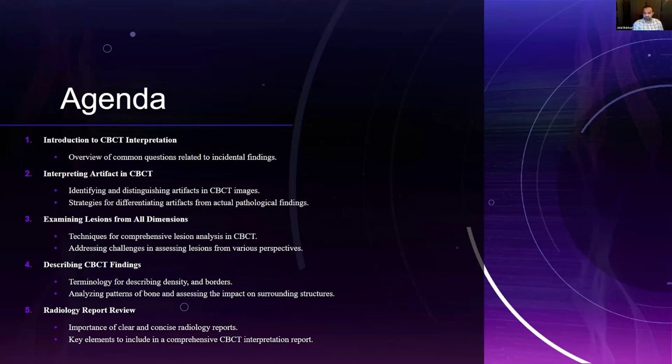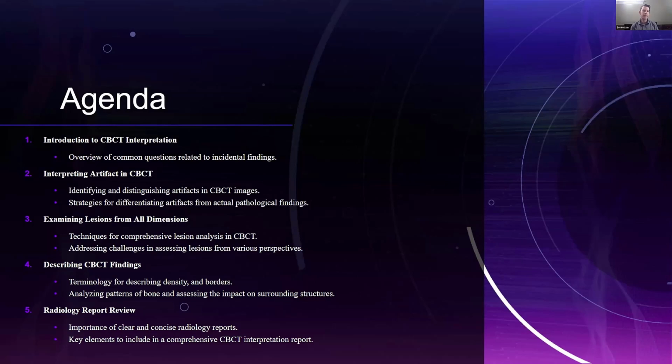Absolutely. And there's tons of artifacts out there in radiology, but for the purposes of this presentation, we're going to be focusing on two of the more common artifacts that may occur during our dental lives, basically in the clinics.